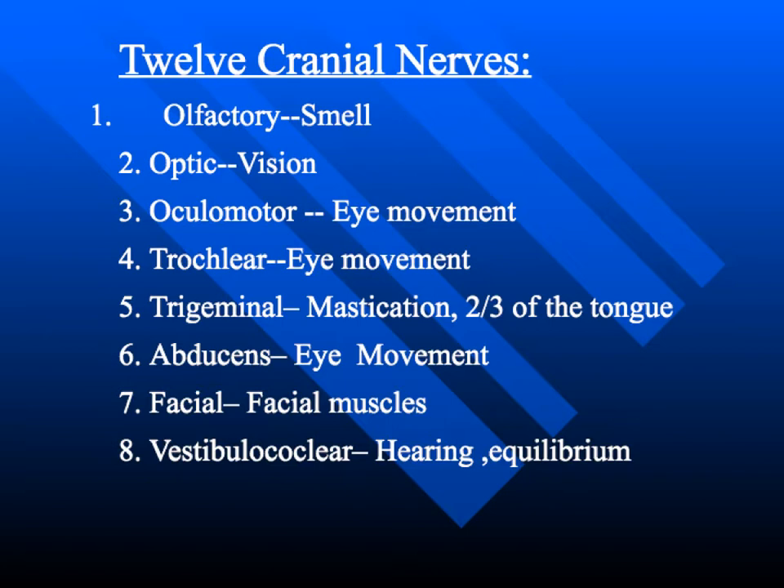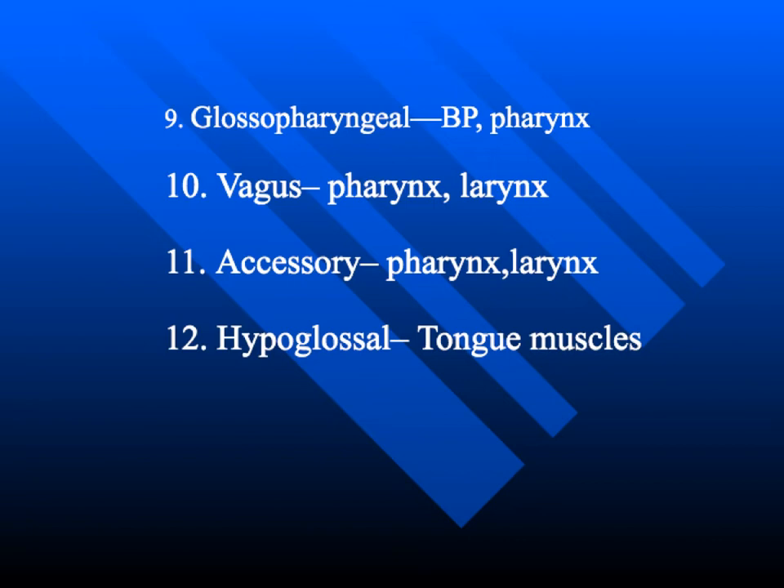All right, so next is the 12 cranial nerves that you saw a picture of coming out of the brainstem. There are 12 cranial nerves, 10 of them come out of the brainstem, the other 2 come directly from the brain. You have olfactory, optic, oculomotor, trochlear, trigeminal, abducens, facial, vestibulocochlear, glossopharyngeal, vagus, accessory, and hypoglossal.